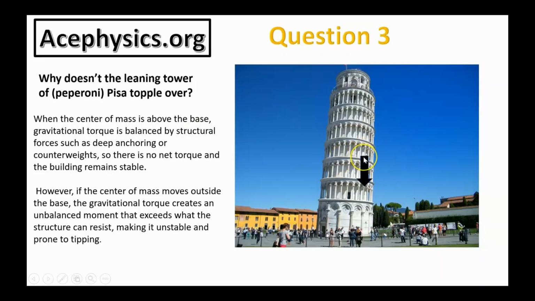The tower is leaning and the center of mass is shifted slightly to the right. It's still above the base of the building. However, if the center of mass moves outside the base, the gravitational torque creates an unbalanced moment that exceeds what the structure can resist, making it unstable and it would tip over. For example, if the building was leaning even more, such that this was the center of mass, now this is no longer over the base, and the building would have a much harder time remaining stable.